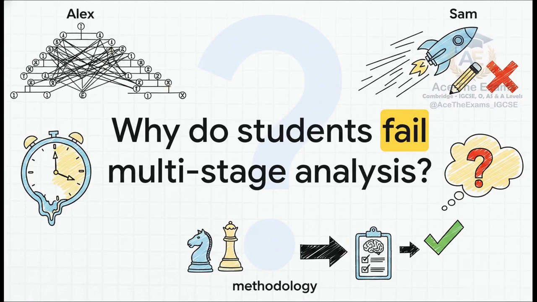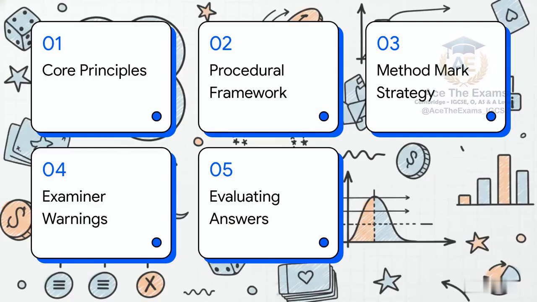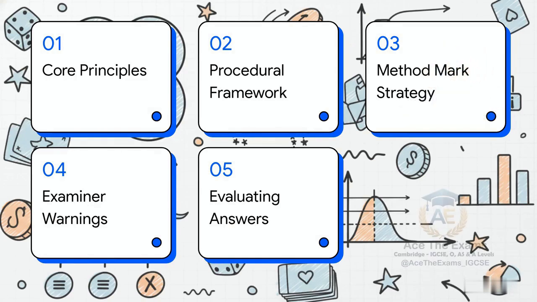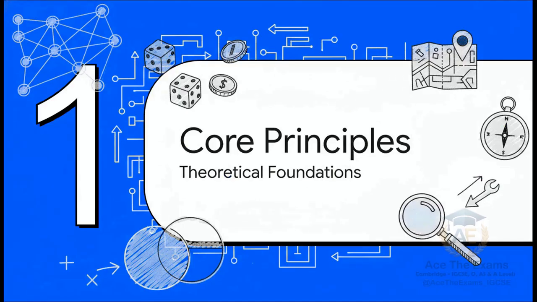They aren't route optimized. To fix these performance leaks and get our mark velocity tracking perfectly, here is our 5-part route map for today's run. Checkpoint 1 is the core principles of probability. Checkpoint 2 is the procedural framework. Checkpoint 3 is the method mark strategy. Checkpoint 4 covers the top 3 examiner warnings. And we finish at Checkpoint 5, evaluating your final answer. Let's cross into Section 1, Core Principles of Probability.